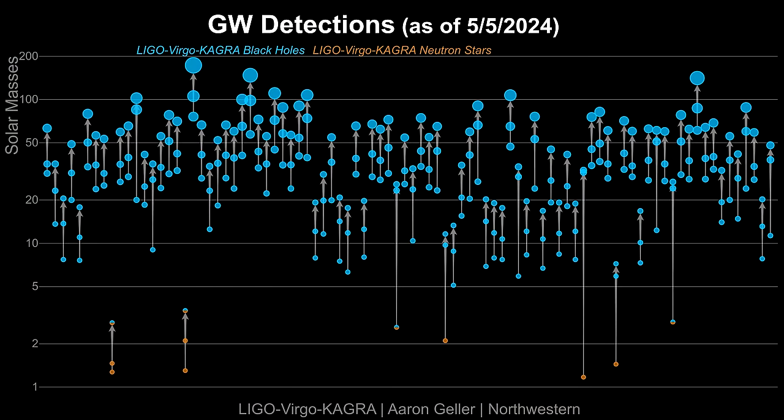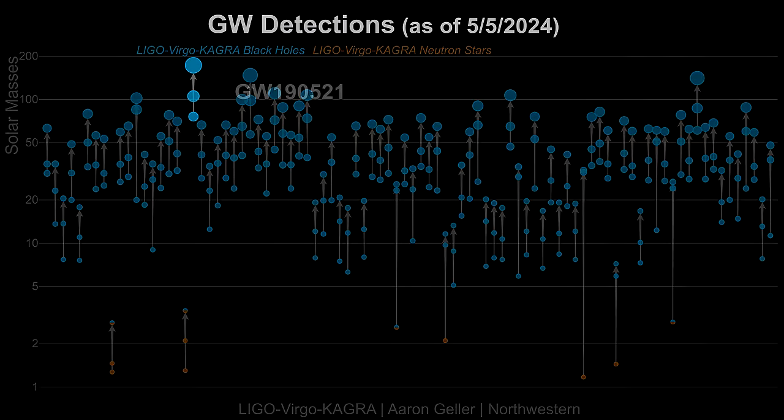Combined, they have detected over 90 gravitational waves so far. In this graphic, each circle represents a different black hole, in blue, or neutron star, in orange. The half-blue, half-orange circles are compact objects whose classification is uncertain. The vertical scale indicates the mass, as a multiple of the mass of our Sun. The arrows indicate which compact objects merged and the remnant they produced. We'll cover this one, the most massive, in the next segment.